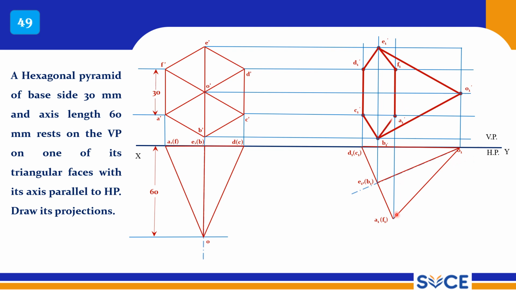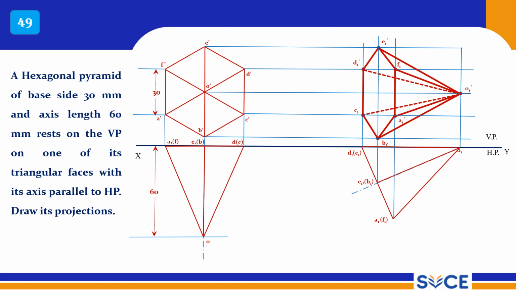And now F is here, A is here. So EF should be a thick line, FA should be a thick line, A to B should be a thick line. F to O and D to O a dotted line, and C to O a dotted line, F to O a thick line, A to O a thick line. So this is the final front view.